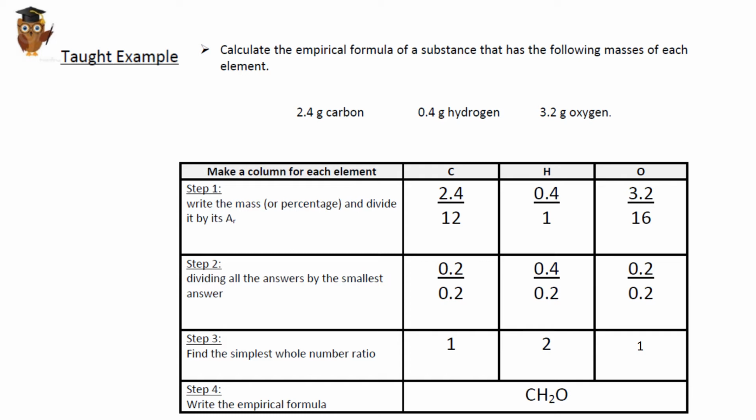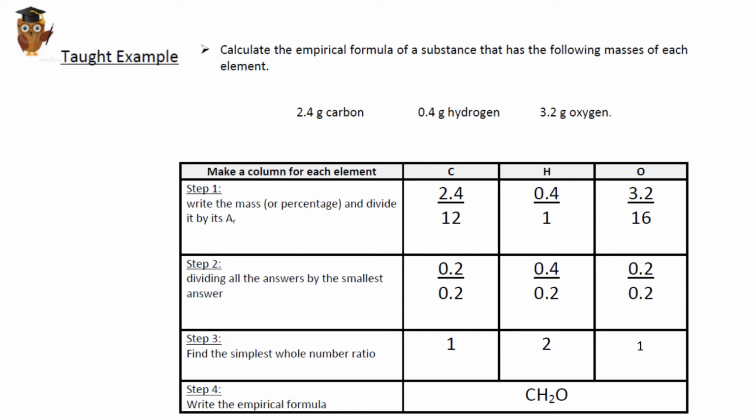So here's one example. Calculate the empirical formula of a substance that has the following masses of each element. So 2.4 grams of carbon, 0.4 grams of hydrogen, 3.2 grams of oxygen. Set up a column for each element.